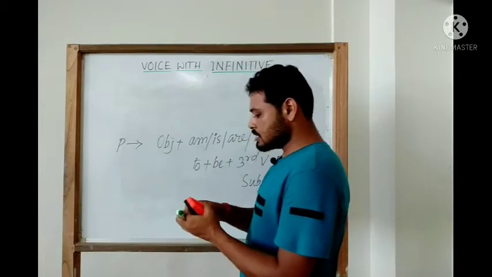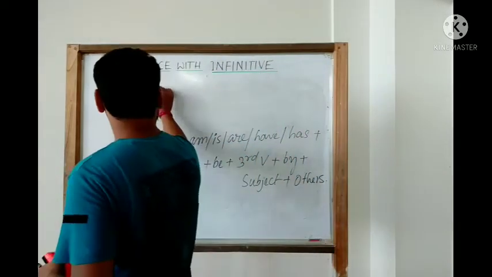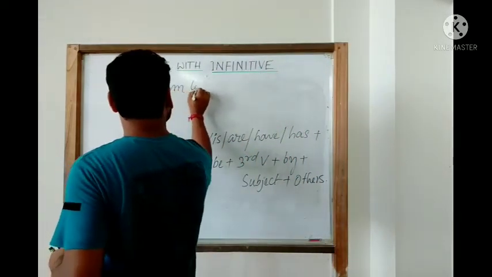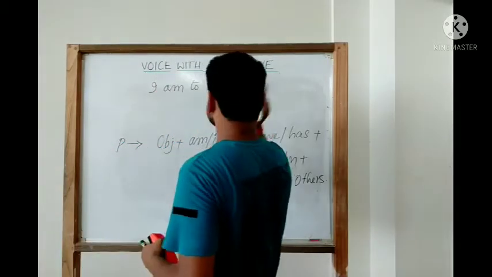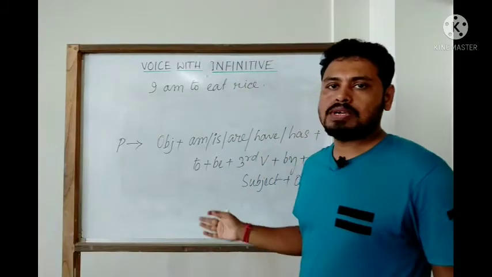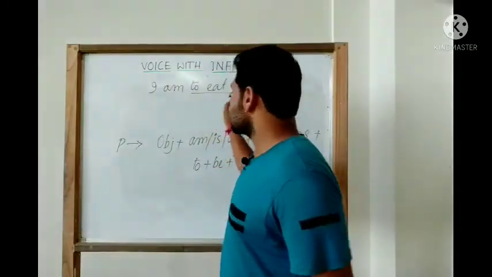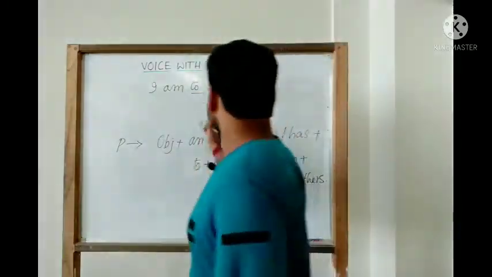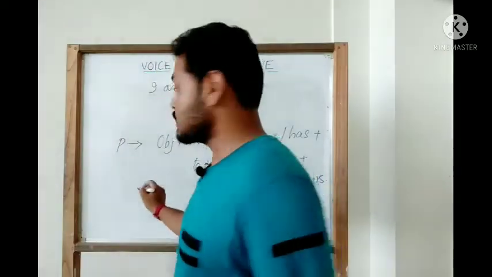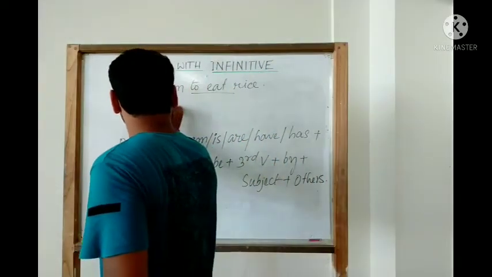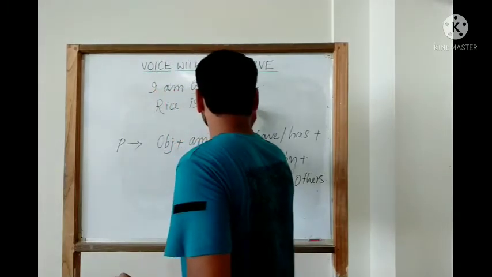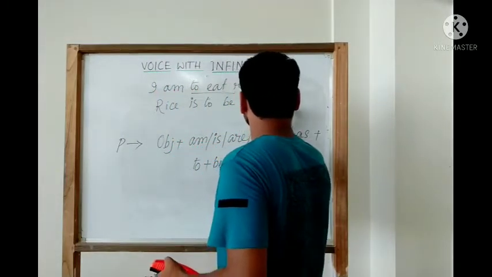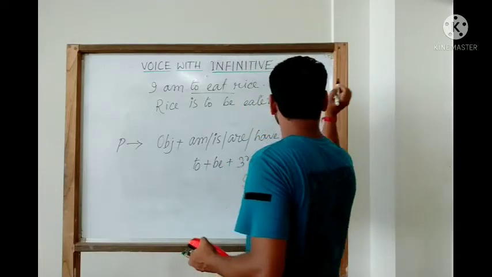If I write like this, I am to eat rice. I am to eat rice. Okay. So to eat, this is infinitive. So following this particular passive structure, we have to write rice is to be eaten by me.